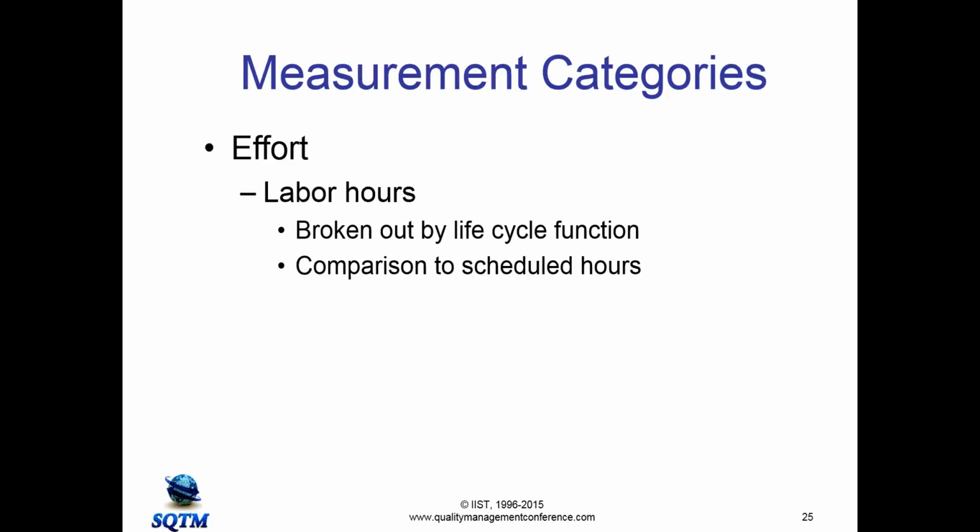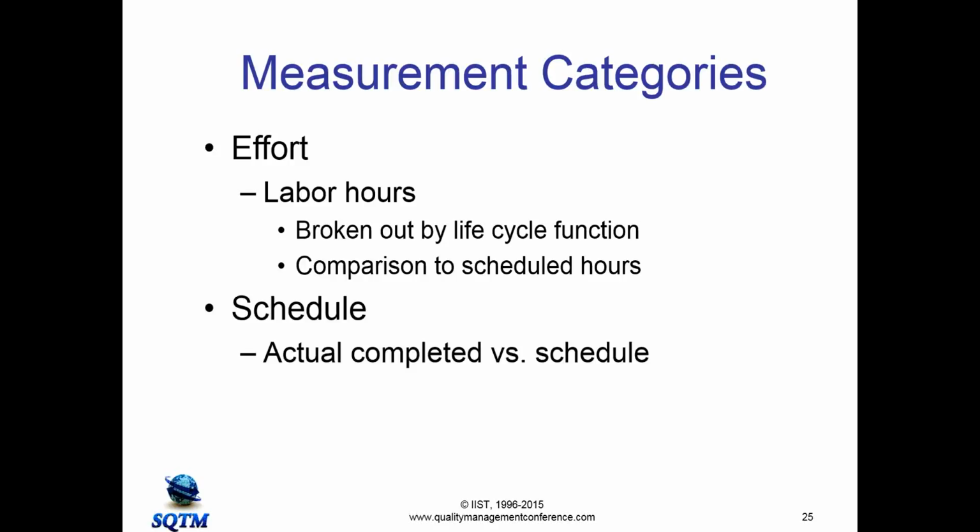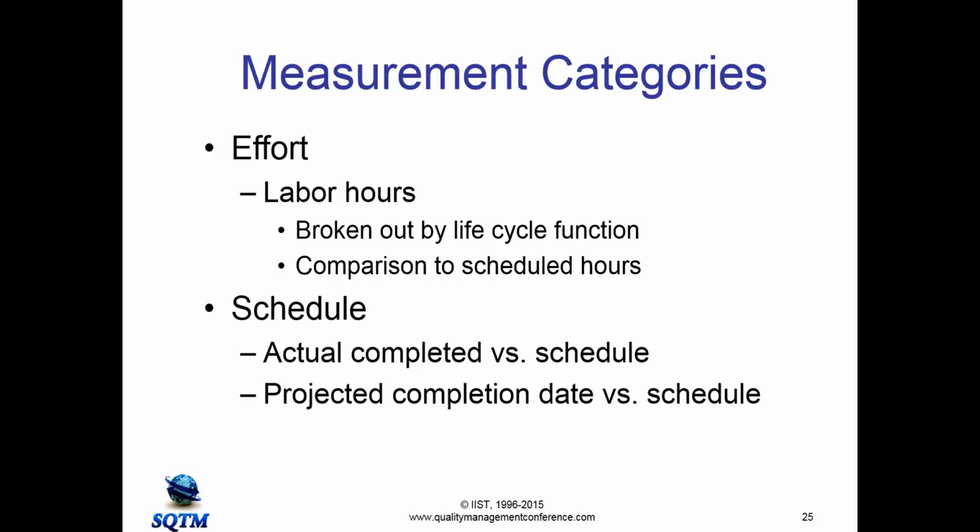So if we scheduled 1,500 hours and we've used 1,200 hours, but we've only accomplished 30% of the testing, the test cases, we got a problem. So you need to look at labor hours and compare it to your scheduled hours. Schedule, actual completed versus schedule. Projected completion date versus schedule. Has it slipped? And if it has, you better tell people right away. The minute you know it, you better tell them.